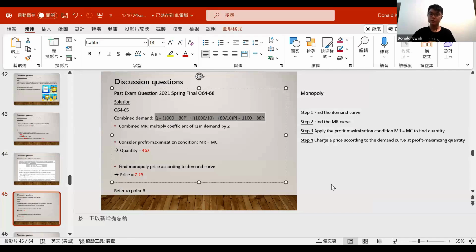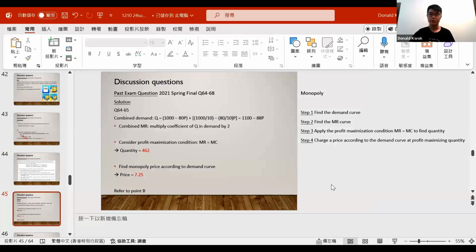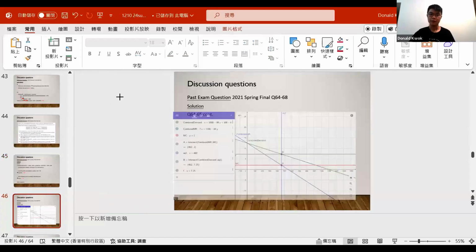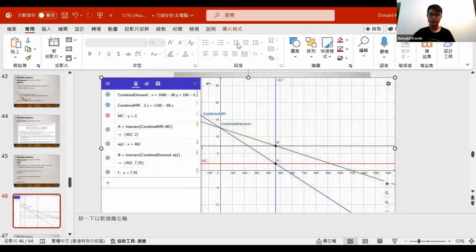Then step 2, to find the marginal revenue curve by multiplying the coefficient in front of Q by 2. Actually, we do not need to do the change of subject for the combined demand curve. In GeoGebra, we can directly type this expression, multiplying the coefficient in front of Q by 2. You see, I just multiplied 2 in front of X. I did not do any change of subject. So this would save you some time in your calculations.